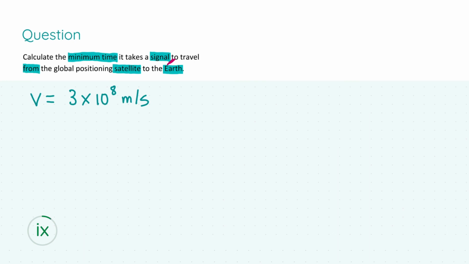Now, it says here the minimum time. What does it mean by minimum time? Minimum time implies, in this case, minimum distance. Therefore, the minimum distance will be from the satellite to the surface of the Earth. I'm going to denote this distance as s, s for surface, the height above the surface of the Earth. And we remember from our previous parts in our question that this is equal to the radius of the full orbit, i.e. from the satellite to the center of the Earth, minus the radius of the Earth.